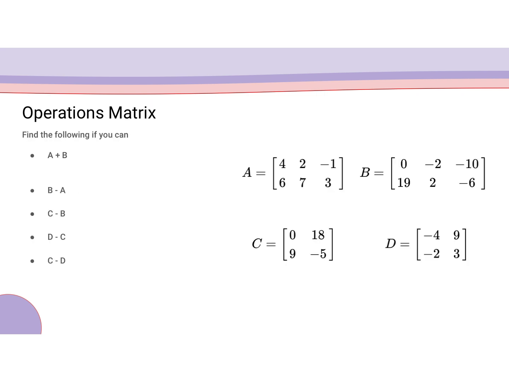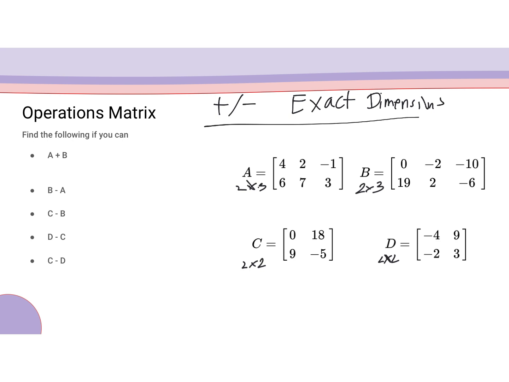So one of the first things is knowing how to either add or subtract. Now I have a lot of subtraction here, but the rule stays exactly the same. In order to add or subtract a matrix, they have to have the same exact dimensions. So if you remember in our previous video, we talked about how to classify matrices. So let's look at the four that are in front of us. Matrix A is a 2x3. Matrix B is also a 2x3. Matrix C is a 2x2. And matrix D is a 2x2. So in order to perform any addition or subtraction operation, they have to be exactly the same.